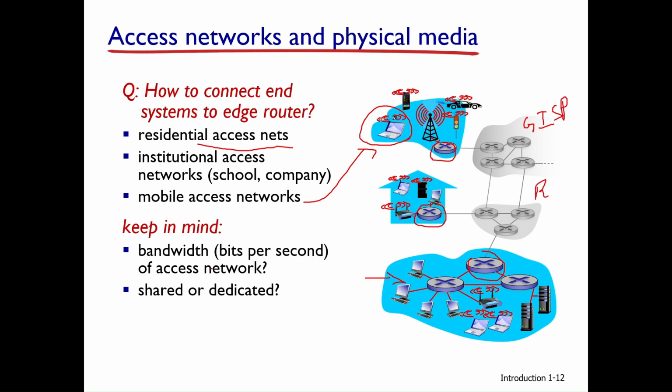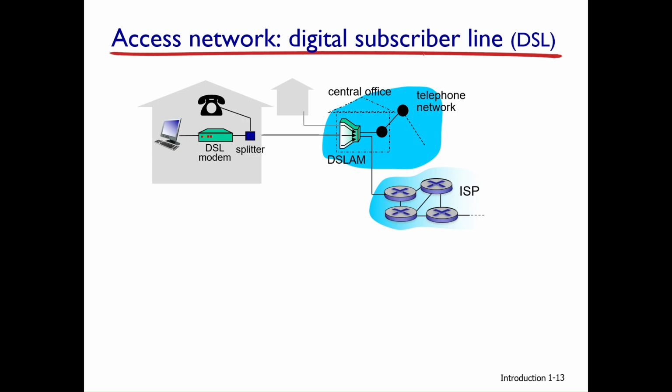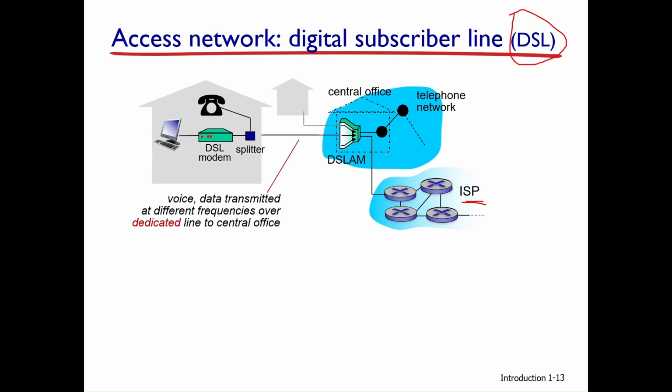Keep in mind the bandwidth in bits per second of access networks, and whether it is shared or dedicated. Access networks: digital subscriber line, DSL, uses a DSL modem. Here we have an internet service provider. From the ISP, we go through the telephone network to the central office, and in the central office we have the DSLAM. Voice and data are transmitted at different frequencies over a dedicated line to the central office, and this is sent to the home.